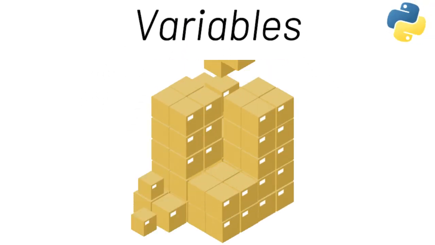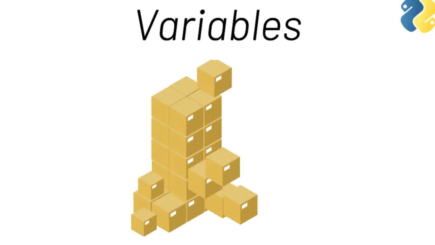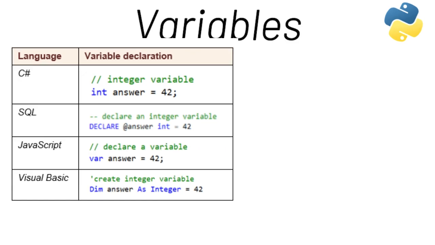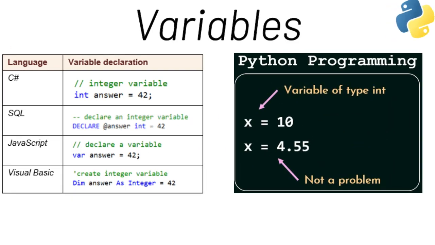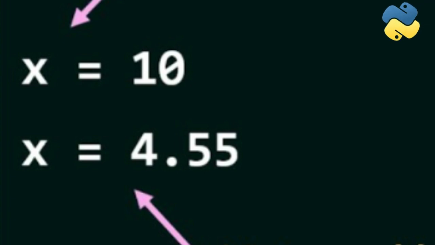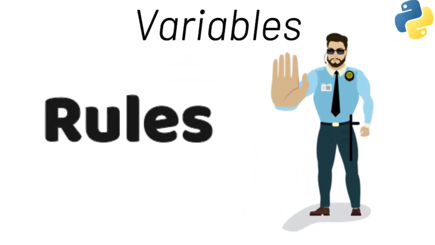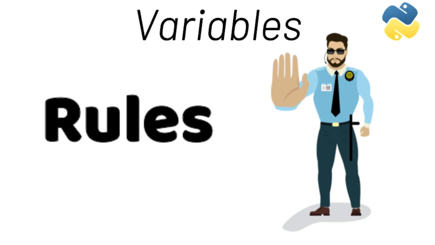Understanding variables in Python. Variables are like containers that hold valuable data in your Python programs. And guess what? Unlike some other programming languages, Python lets you create variables on the fly without any explicit declaration. Just assign a value, and boom, you've got yourself a variable. But wait, there are some rules and guidelines you need to follow when it comes to naming and using variables.